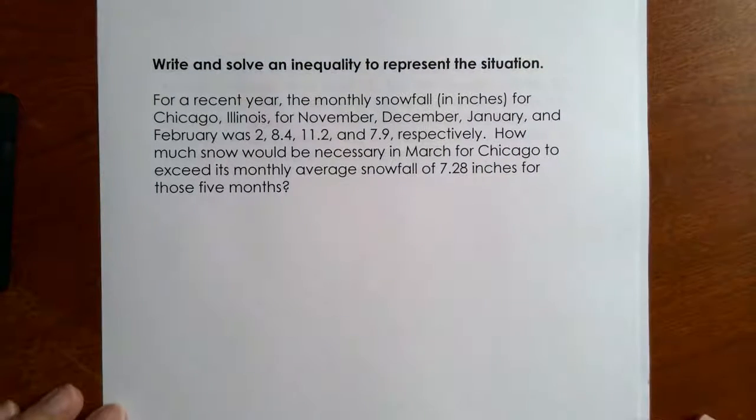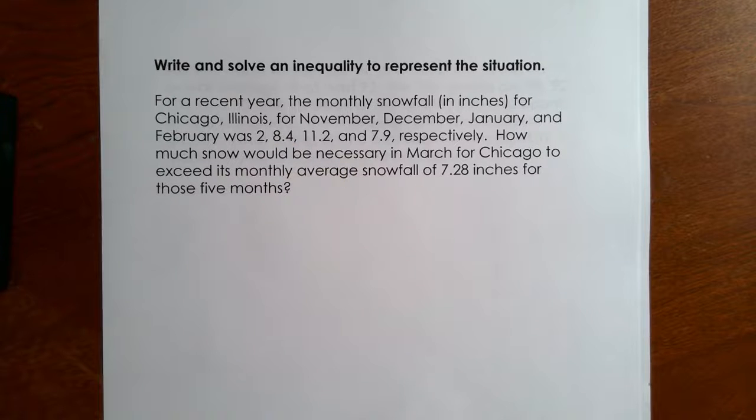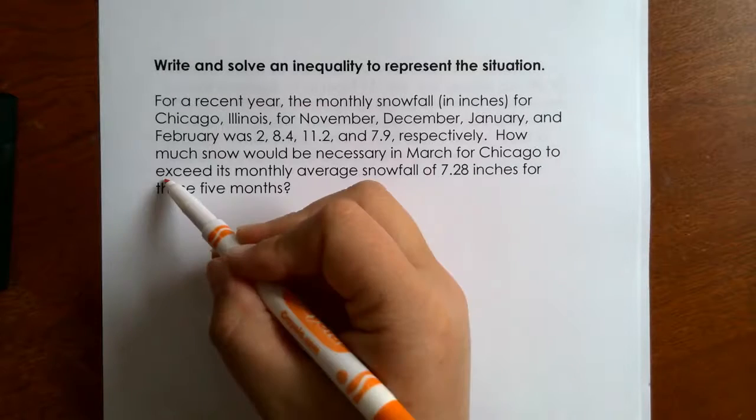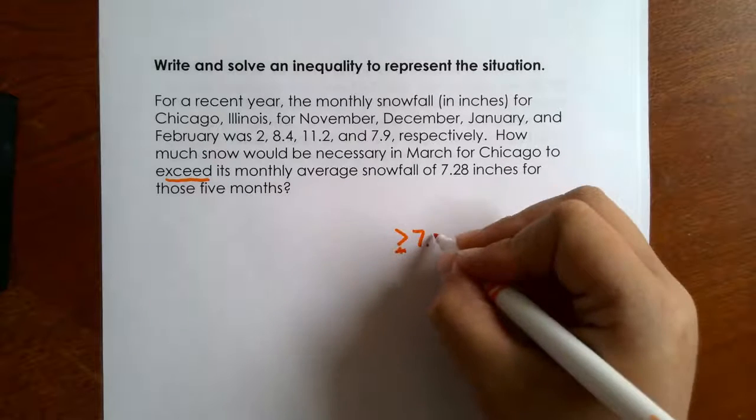All right, now we're going to do word problems. For a recent year, the monthly snowfall in inches for Chicago, Illinois for November, December, January, and February was 2, 8.4, 11.2, and 7.9 respectively. Respectively just means those went in order. So November was 2 inches, December was 8.4, on and on. How much snow would be necessary in March for Chicago to exceed its monthly average of snowfall of 7.28 inches for those 5 months? So I want the average to be exceeding, so more than 7.28.